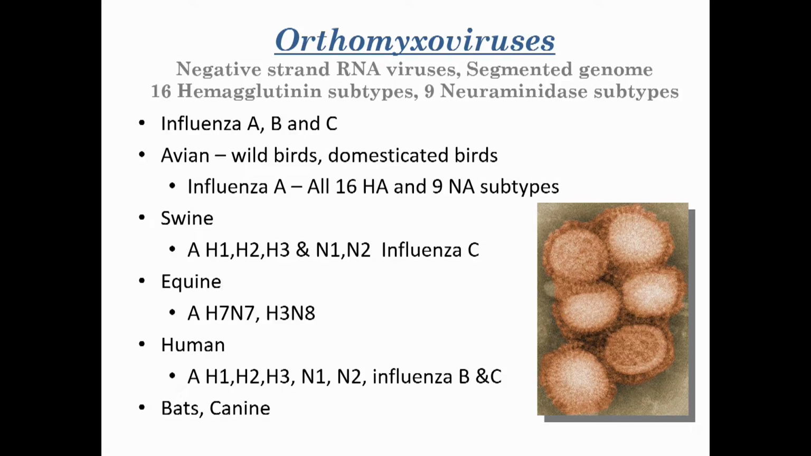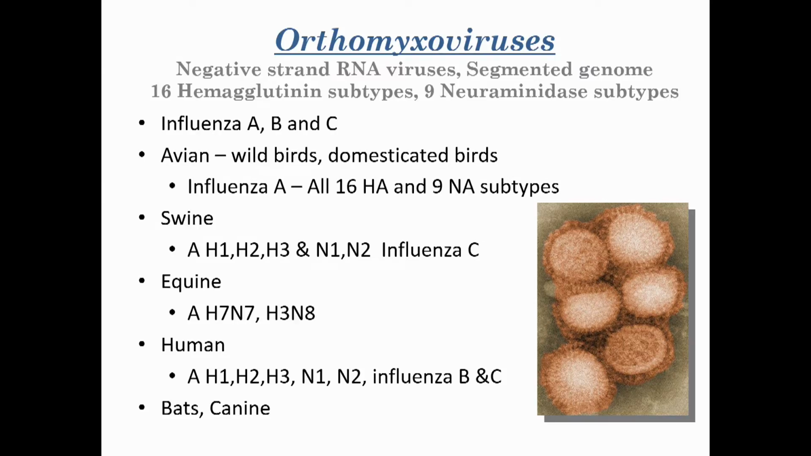So to understand why flu plagues us like this, we have to understand a little bit about the viruses themselves. Flu belongs to a class of viruses called orthomyxoviruses, and these are RNA viruses, and they have a segmented genome. The little surface spikes on the virus are either hemagglutinin or neuraminidase, and there's 16 total hemagglutinin subtypes and 9 total neuraminidase subtypes. There's influenza A, B, and C strains.